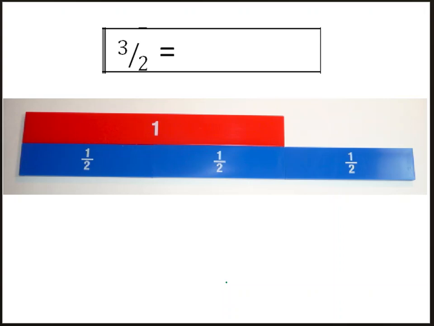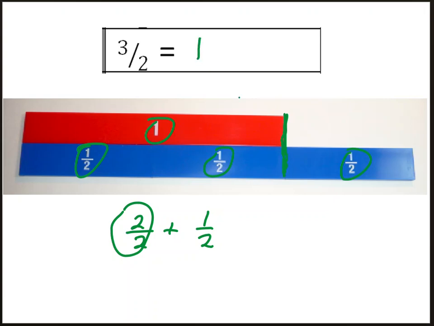All right, next. 3 halves. Well, this would be the same thing as 2 halves, here they are, this one and this one, plus this one, which is 1 half. Now you know that 2 halves is the same thing as 1. These 2 halves are the same length as that red piece. So 2 halves equal 1, plus you got this half dangling off the end, so that's another half. So we put that right here. It's 1 and a half then.